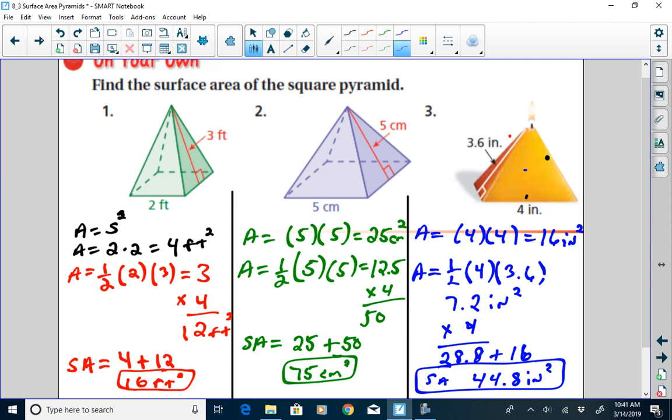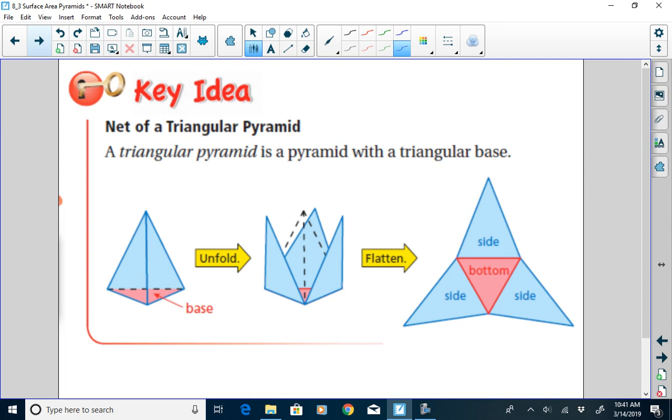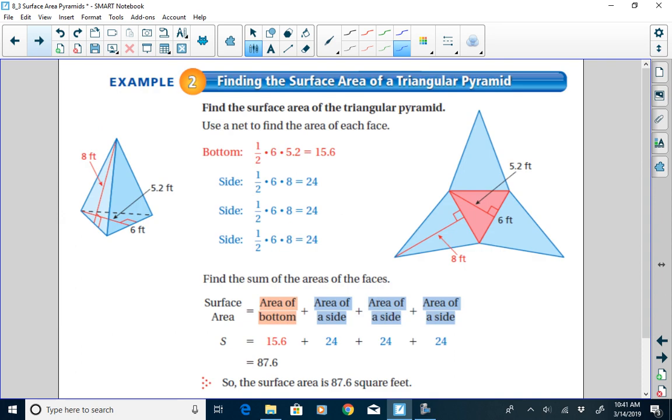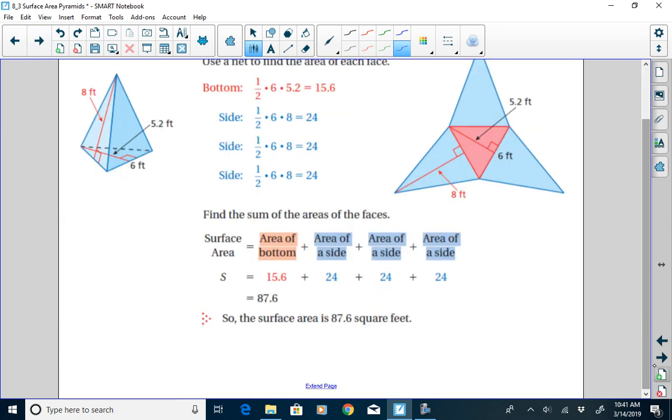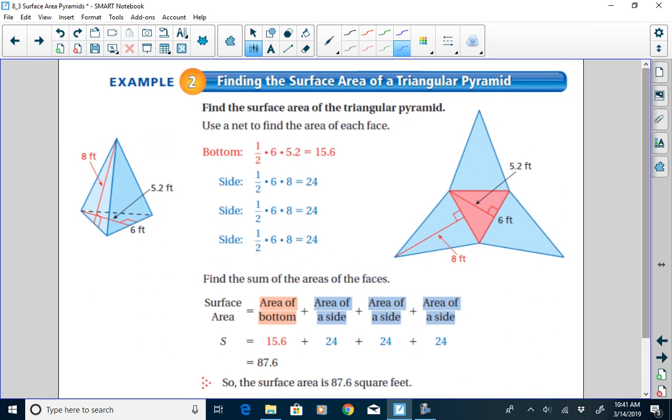All right. Let's see what happens if the base is not a square, because we also have triangular pyramids where the base is the triangle. This is what the net of a triangular pyramid would look like. You have your base as a triangle, and instead of 4 triangular sides, we're going to have 3 triangular sides. So the net's going to look a little bit different based on the base of the pyramid.